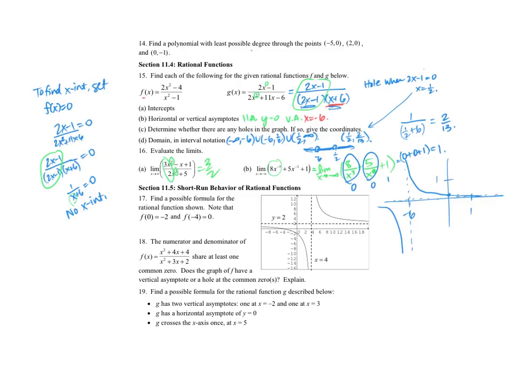All right. For this one, it's telling me the intercepts here. f of 0 is negative 2. That's this point here. And f of negative 4 is 0. That's this point here. Okay. So what I'm looking at is, since it has this horizontal asymptote at 2, that means it's the same degree on top and bottom.